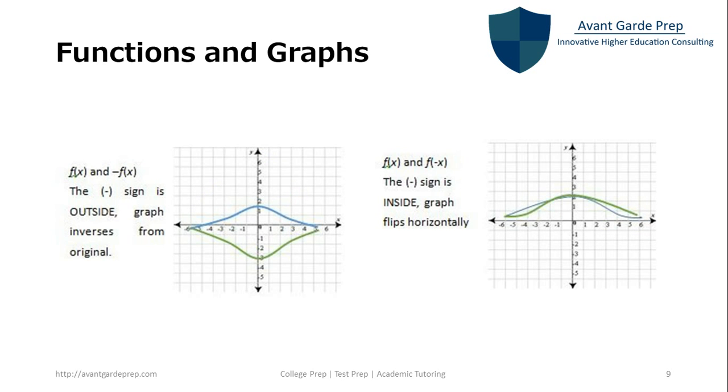The last examples we will look at flip the graphs along the horizontal or vertical axis. When a negative sign is placed outside the parentheses, the graph is now the inverse, or flips along the horizontal axis. When the negative sign is inside the parentheses, the graph flips along the vertical axis. So on the left, you can see that the negative sign was placed in front of the function, and the graph is a mirror image of the original. Whereas in the right-hand graph, the graph actually flipped along the vertical axis.